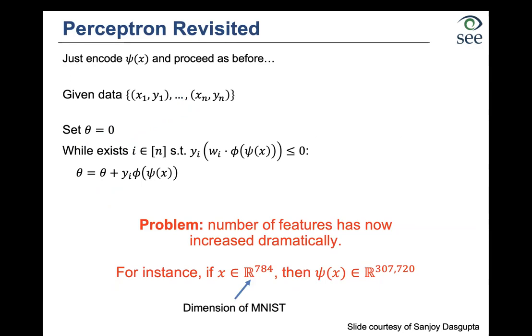So the problem with this method is that by computing these pairwise products and squares, we've increased the dimension of the data dramatically. If the ambient dimension of the data is, say, the dimension of MNIST, which is 784, then this enhanced data requires 307,720 dimensions to represent exactly. So we've gone from something that was moderate but acceptably high dimensional to something that is really quite high dimensional.